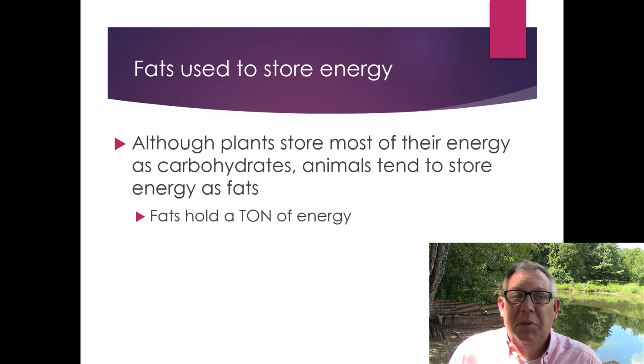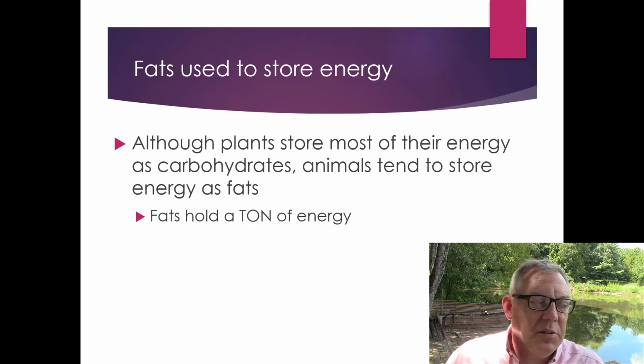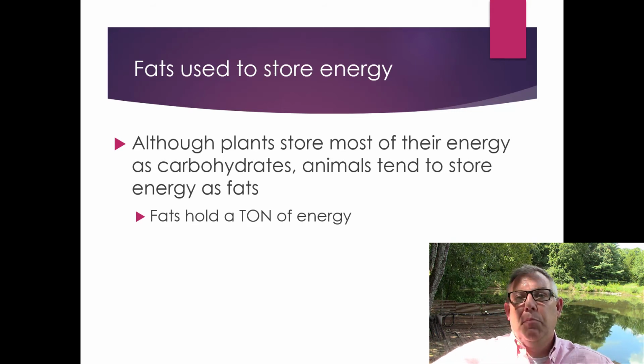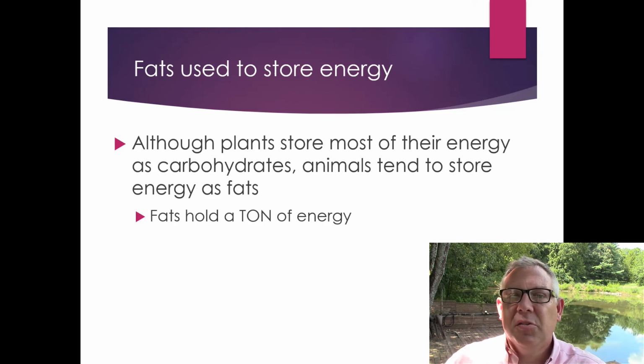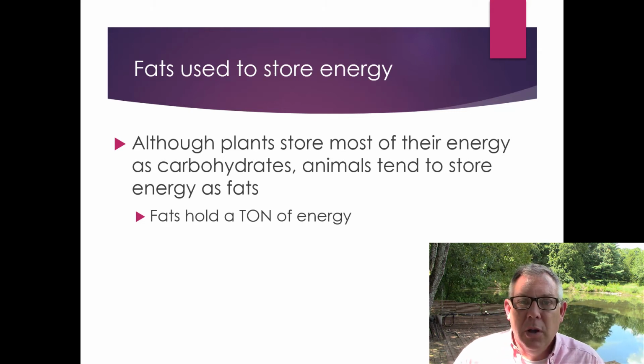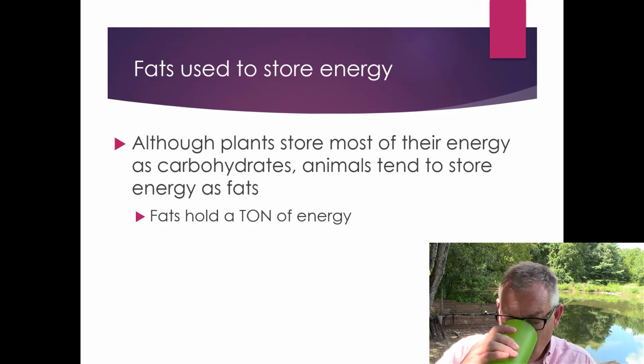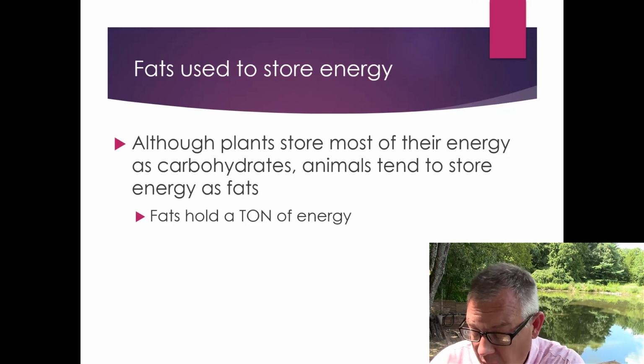Well, think about the difference between plants and animals, right? Plants don't move, and so they don't need to concentrate their energy in a small area. They can have these big bulky roots and things to store energy. And so that's why plants store their energy as carbohydrates. Animals are more mobile, and so we need to store the same amount of energy in a smaller package. That's why we store our energy as fats. Fats hold a ton of energy.